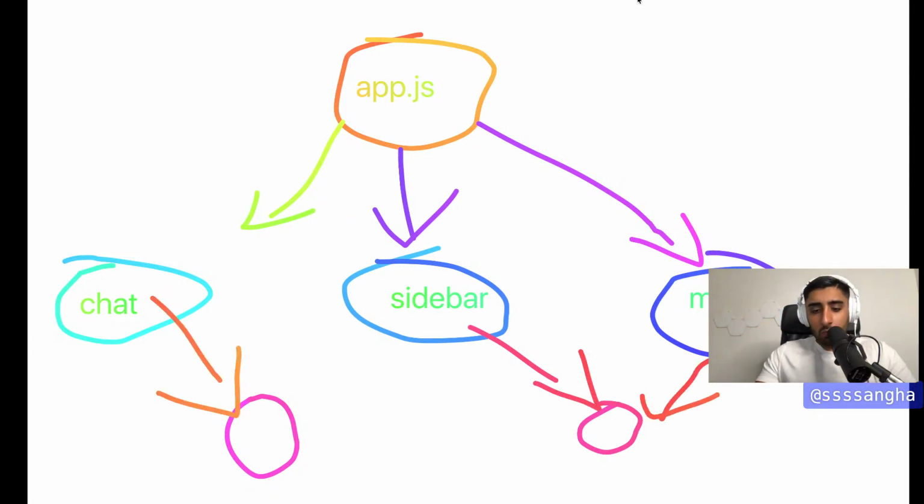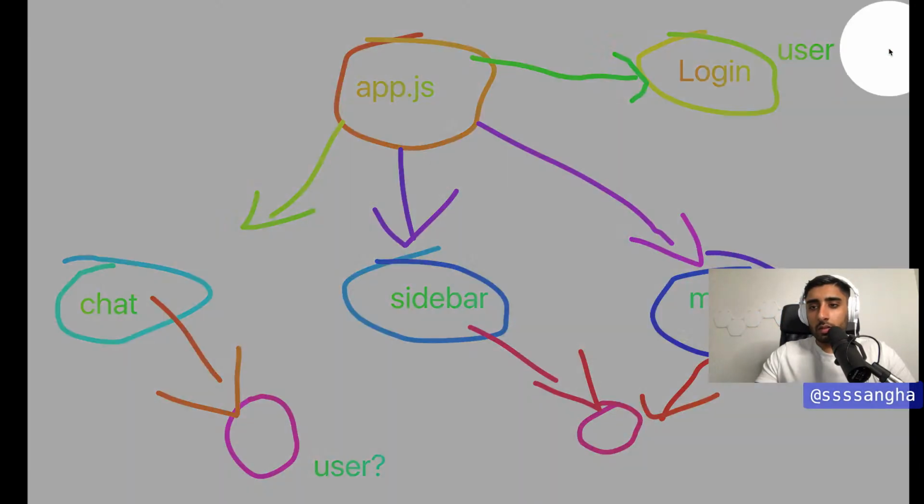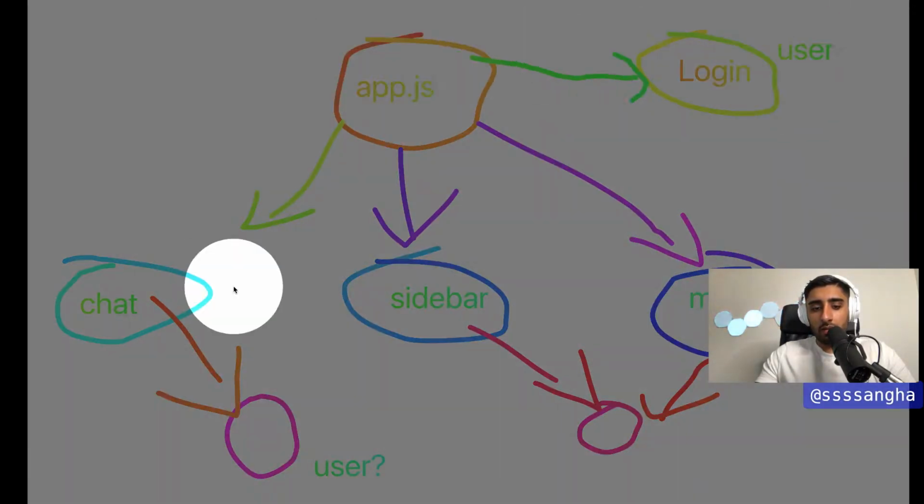Now, imagine we had a login component over here, right? Now imagine when we do the login, we get a user object, right? What if I want to use the user object over here? If I want to use the user object over here, how the hell do I get from here all the way over here, right?